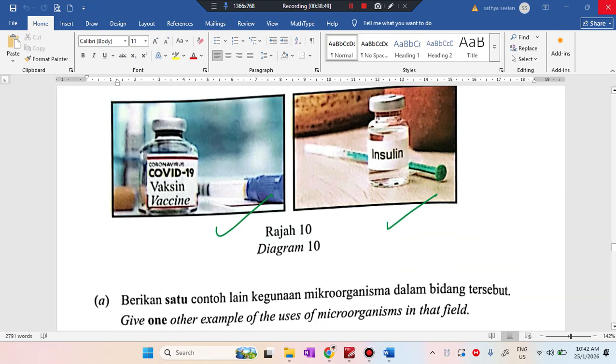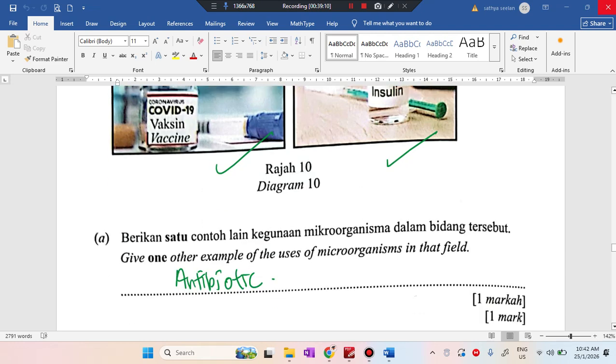So now the question is, give another example that uses microorganism in that field. What field is this? Medicine field. In medicine field, what else we will use? Antibiotic. Yeah, penicillin, which is the antibiotic. So you can write antibiotic, in brackets penicillin. Okay, next one.